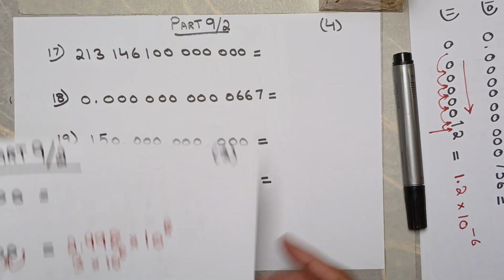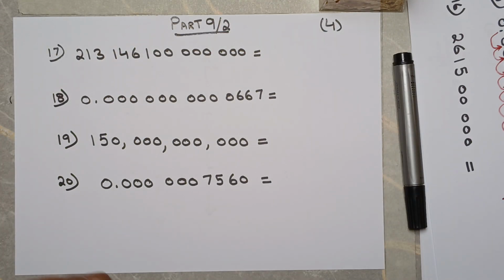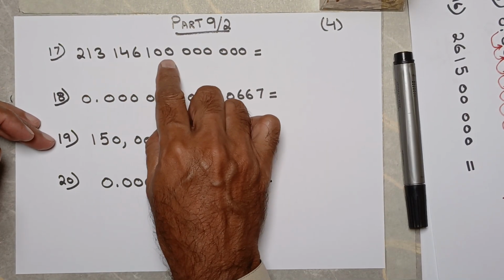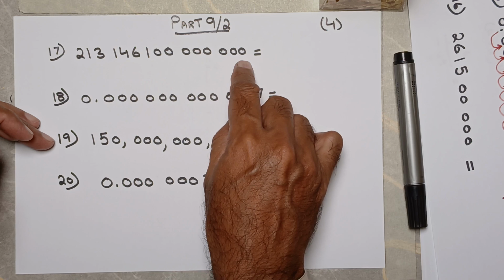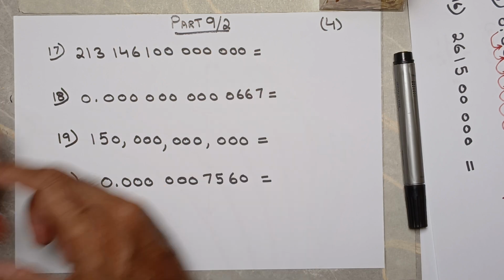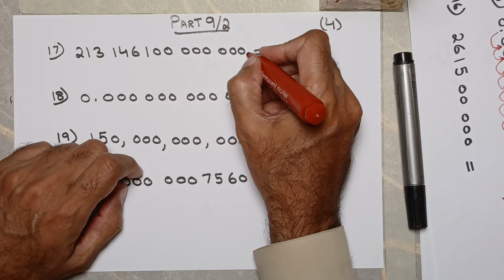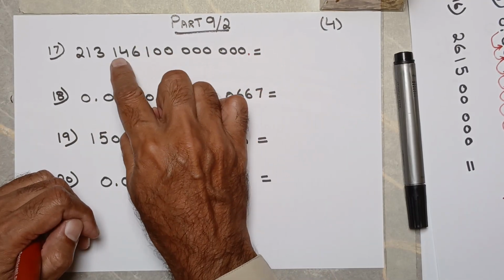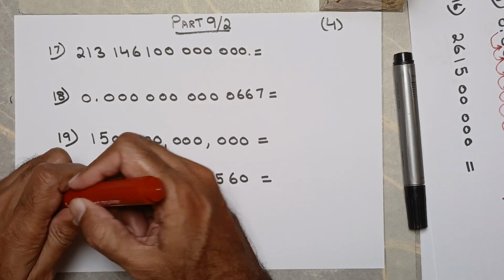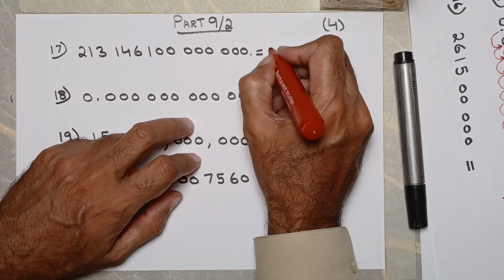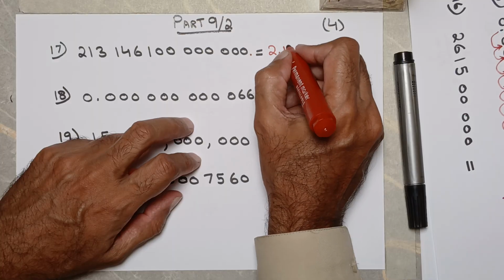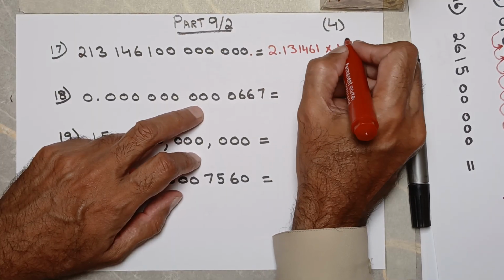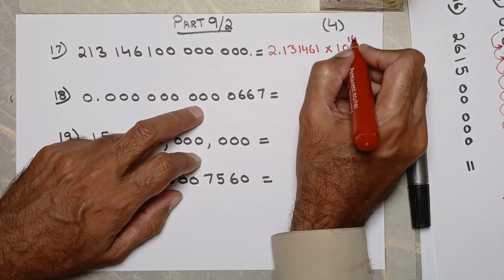Now let me change the page. Here I have question 17. It is also a large value, 2131461000000000. Again, the decimal is over here. It is a large value, and how many places am I going to move? 1, 2, 3, 4, 5, 6, 7, 8, 9, 10, 11, 12, 13, 14. 14 places that I am going to move it, and I will write it as 2.131461 multiplied by 10 raised to the power 14 over here, positive exponent.